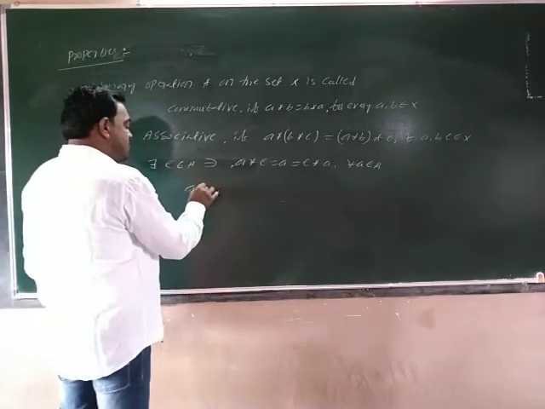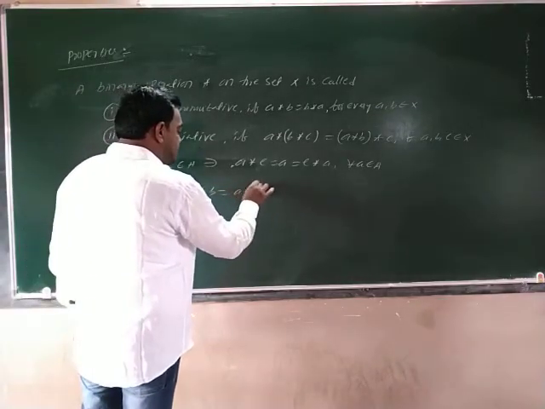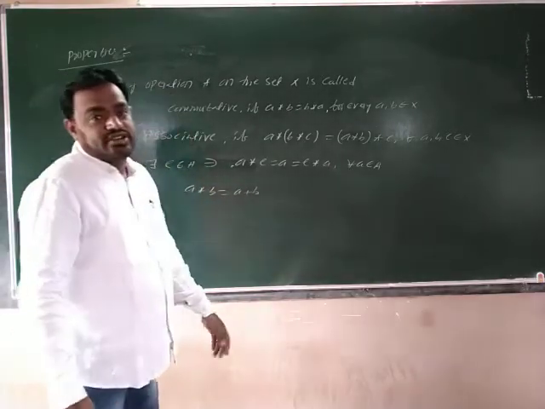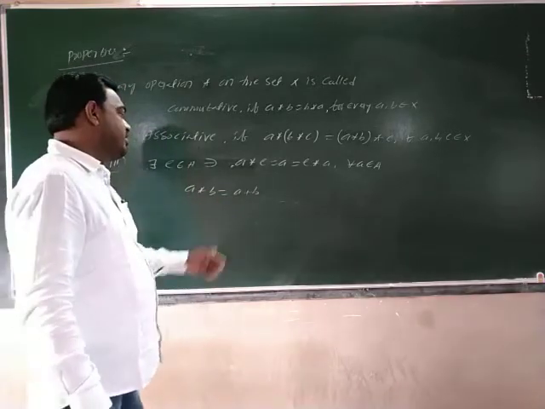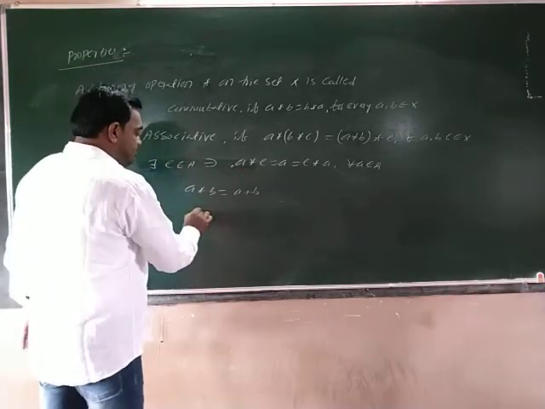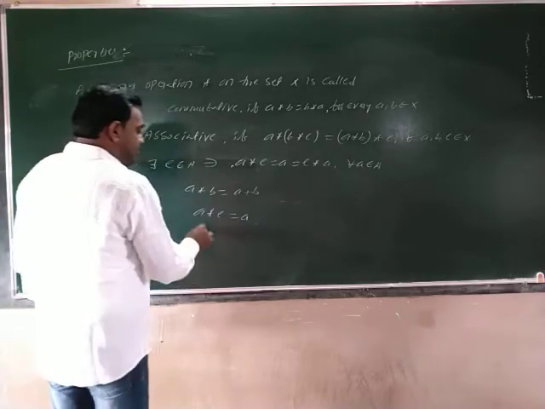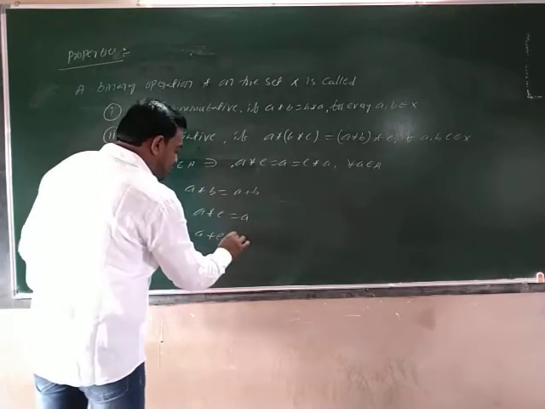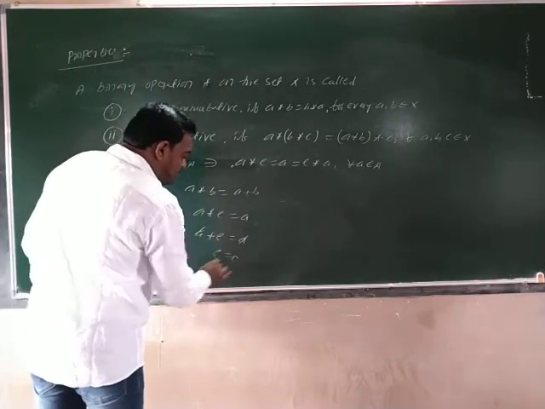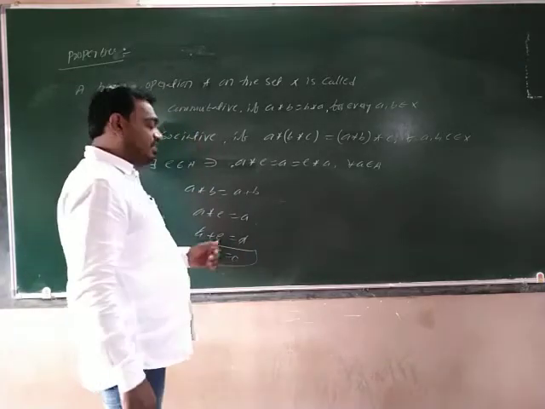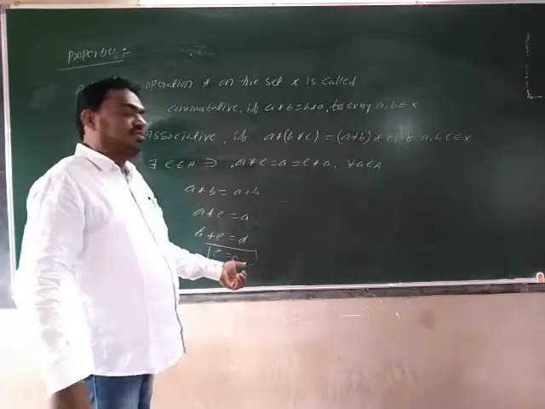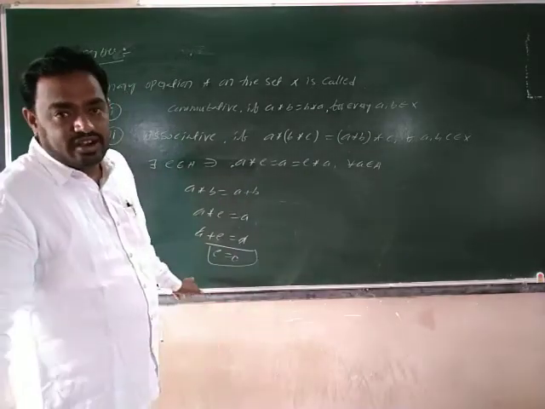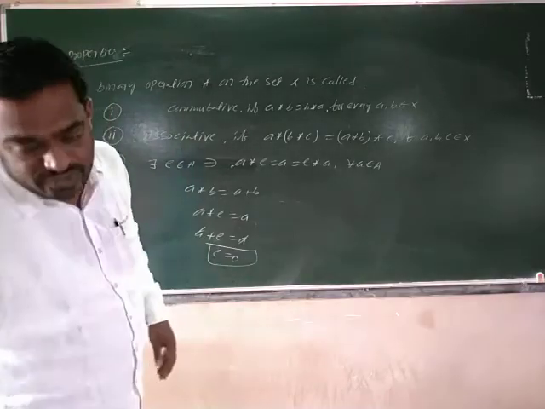See, A star B is defined as A plus B. That means what is the identity for addition? We know it is 0, but how are we finding it? See, what is the condition? A star E is equal to A. So A star E equals A plus E, and A plus E is equal to A gives E equal to 0. That means E is called the identity, the additive identity. What is the multiplicative identity? The multiplicative identity is 1, right?